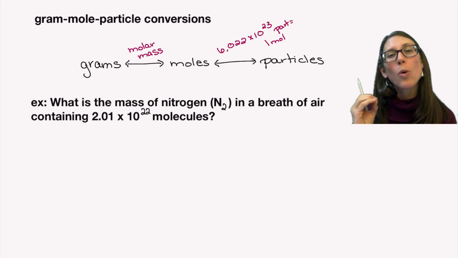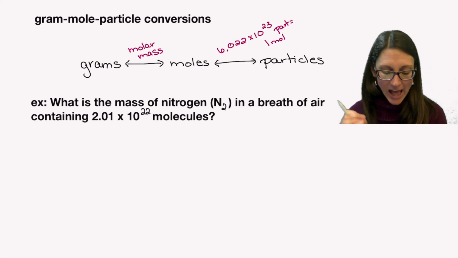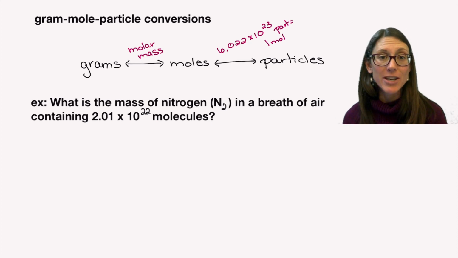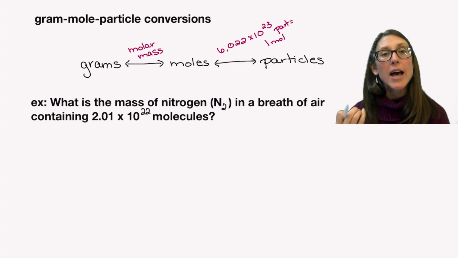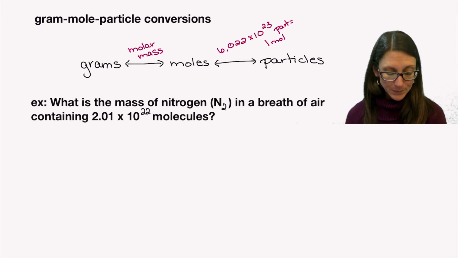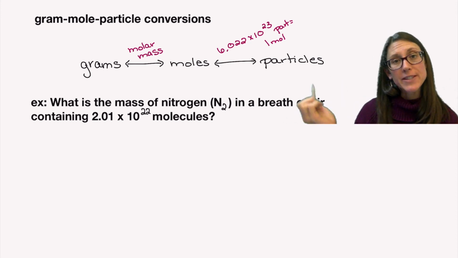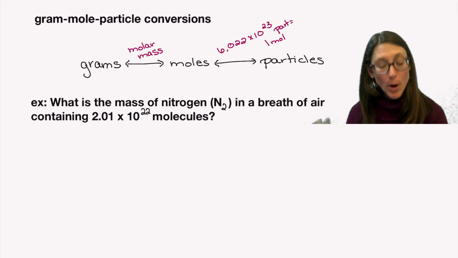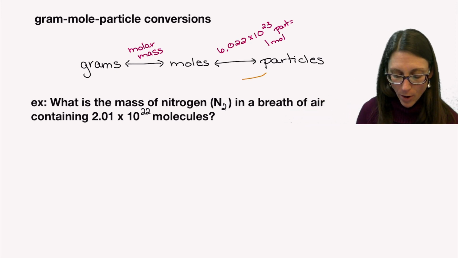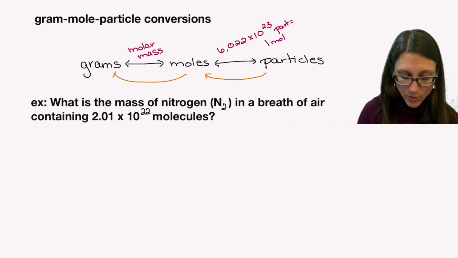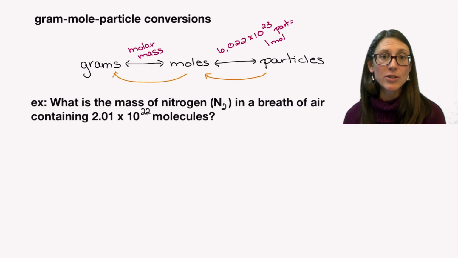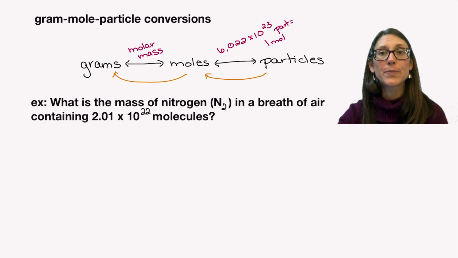In this example, the question is what's the mass? And we know that we have 2.01 times 10 to the 22nd molecules of nitrogen, that's N2, in a breath of air. So we're going to run the same process, but backward. We're starting with number of molecules, that's our number of particles, and we're going to go from particles to moles, and then from moles to grams. Again, I'm going to write this out both in proportions and in dimensional analysis, and then we'll talk it through.